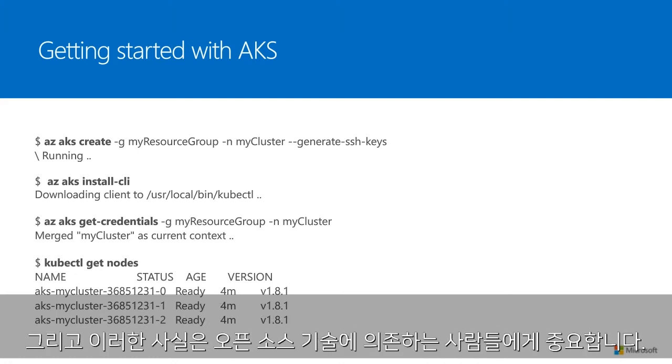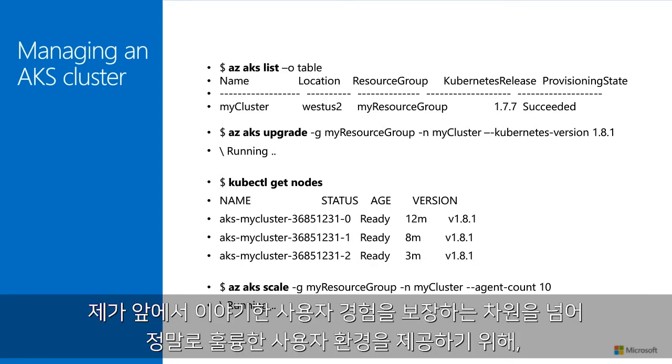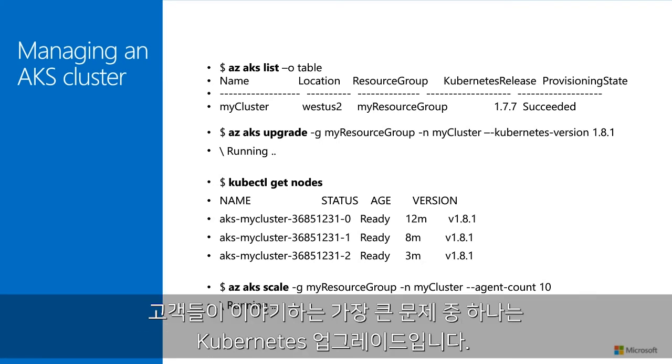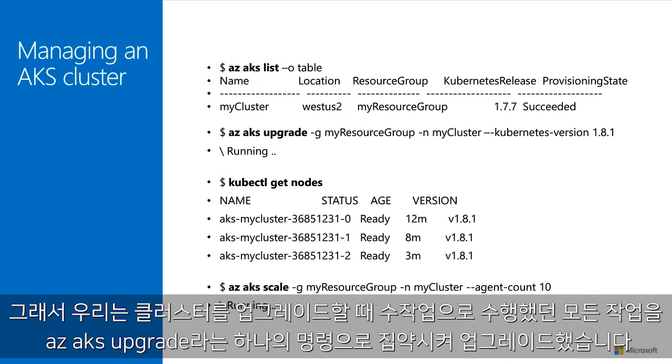Now, I do want to talk a bit about the management aspects of this, because we put a lot of work into making sure that not just that day 1 experience that I was showing you before, but really the day 2 and beyond experience is great. One of the biggest problems we hear from customers is that upgrading Kubernetes, especially a Kubernetes cluster that's in production, is one of the hardest parts about maintaining these environments over time. And so we've taken all of that manual work involved in upgrading a cluster, and we've wrapped it up in this one command, AKS upgrade.